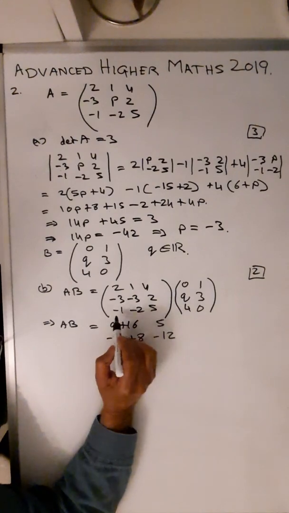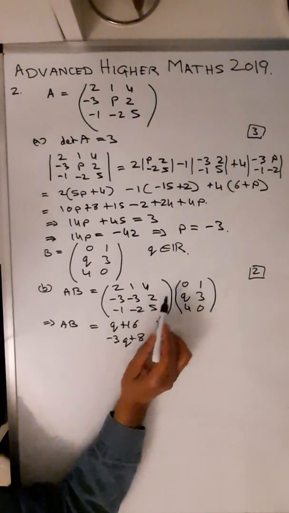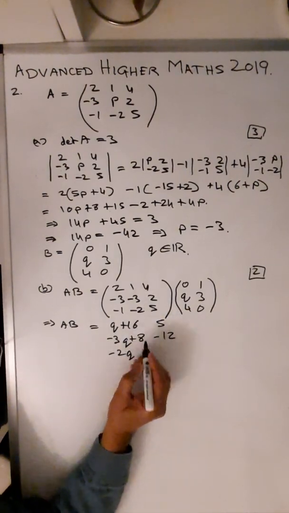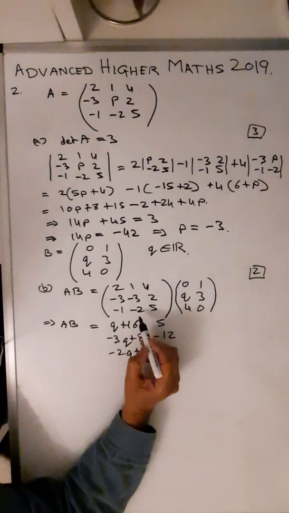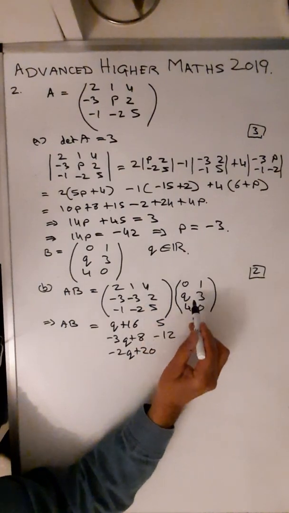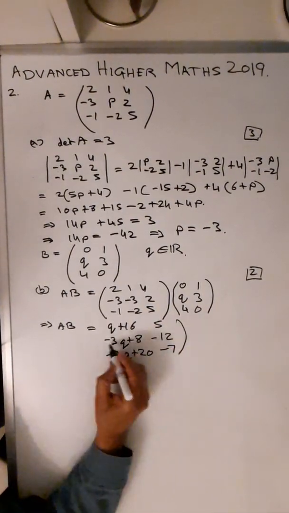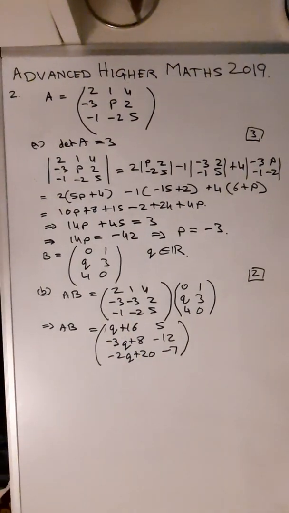And your final row times the first column. Minus 1 times 0 is 0, minus 2Q, and 5 times 4 is 20. Minus 1 times 1 is minus 1, minus 6 is minus 7. So that is minus 7. So that's what you end up with there. Okay, so that is AB.